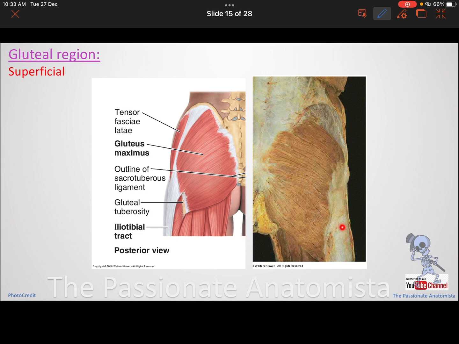We have a very important tract, a fibrous connective tissue that comes all the way from the ilium all the way to the tibia. This is a very important tract, and the gluteus maximus is going to attach to it. All right, and also we have another muscle, we're going to talk about it later on, or we can say it now, which is the tensor fascia lata. Tensor fascia lata is a hip abductor, and it blends also with the iliotibial tract. And this is the gluteus maximus muscle.